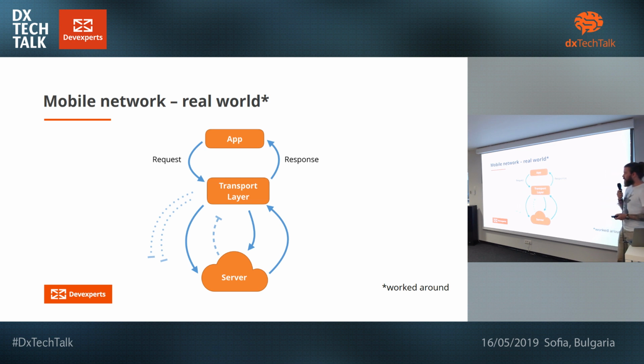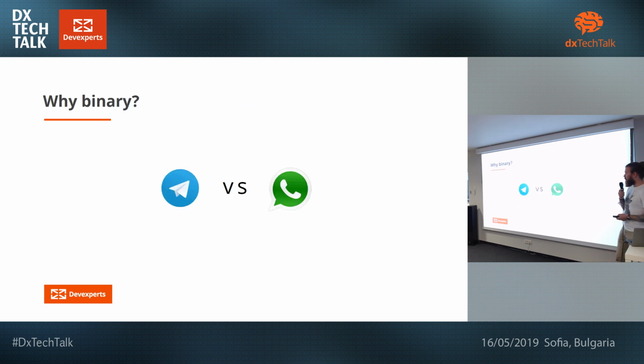So that's why we decided to go binary. And why binary? Does it really matter? Isn't it an overhead here? Instead of answering this question directly, I would like to tell you a story. Do you know what Telegram is? I don't know if you're really familiar with that, but this is an instant messenger, and WhatsApp is an instant messenger as well.